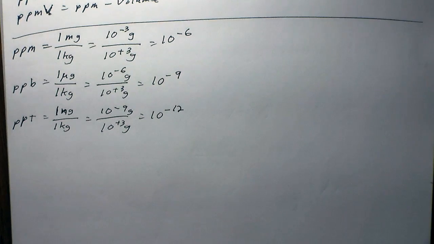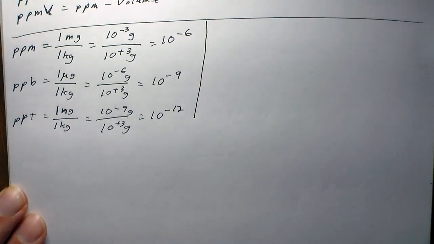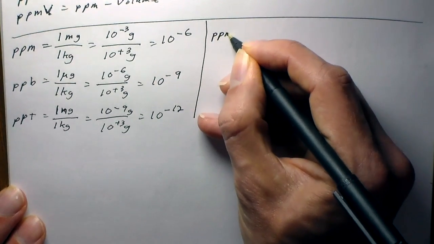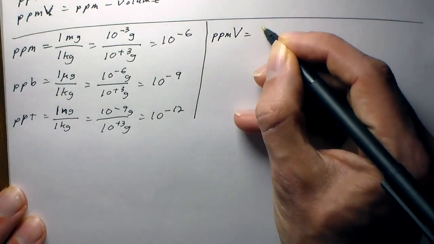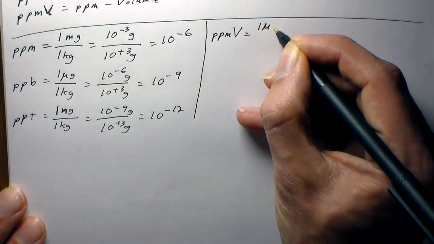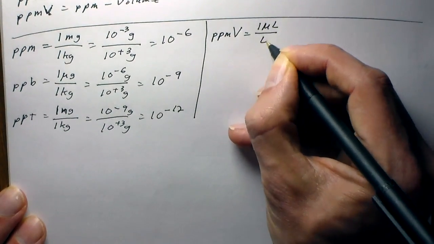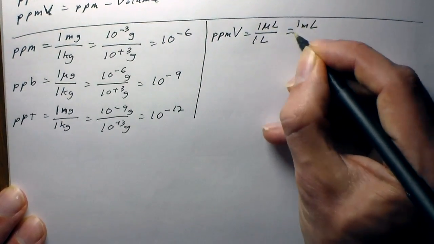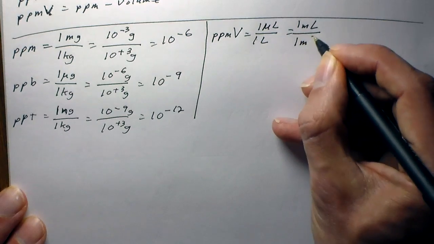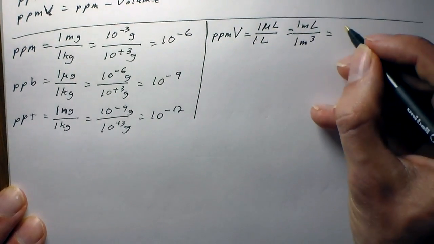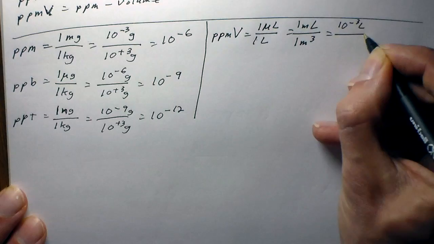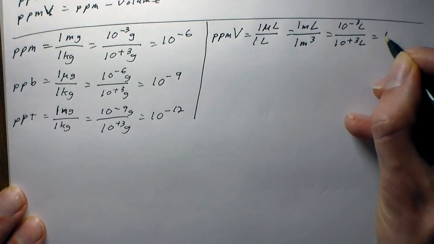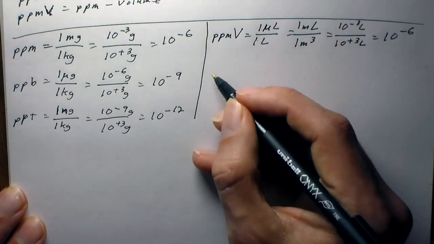If we're interested in terms of volume, for instance, we would be doing this in terms of liters. So, for instance, the part per million for volume would be 1 microliter per liter. Also, it could be written as 1 milliliter per cubic meter. Okay, so 1 milliliter is 10 to the minus 3 liters, and 1 cubic meter is the same thing as 10 to the plus 3 liters. So that gives us our 10 to the minus 6th again.